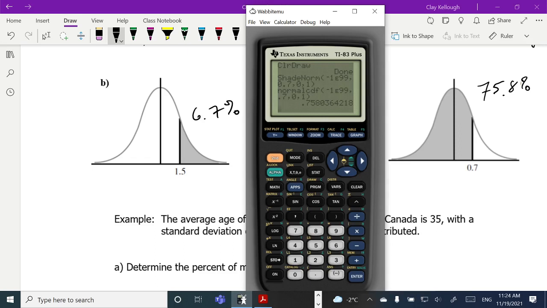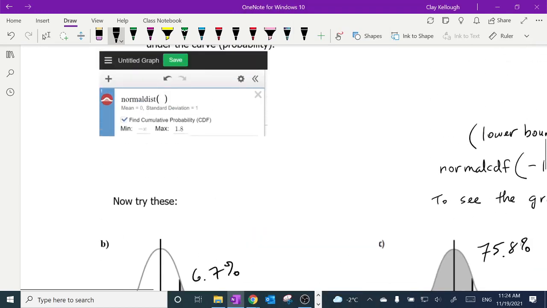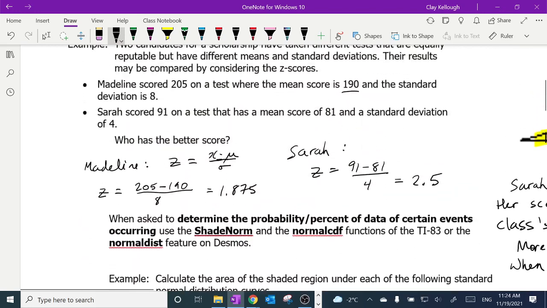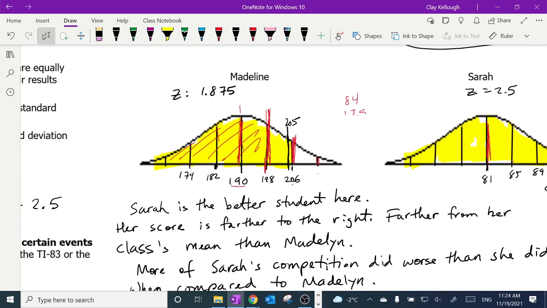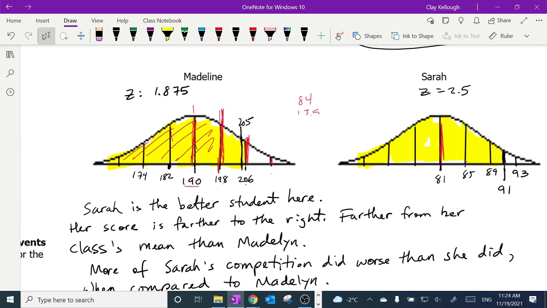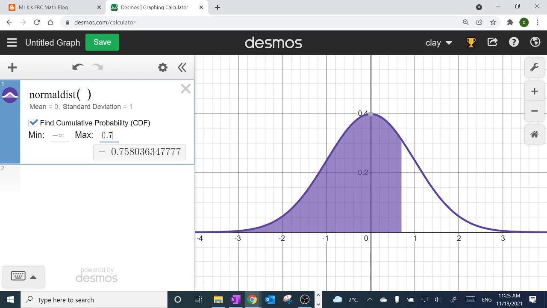Okay, now, next, what if it's not a standard normal distribution? Actually, let's go back to Sarah and Madeline. What if, again, I wanted to know what percent Madeline is in her class? In other words, what percent of the class did worse than Madeline? What percent of Sarah's class did worse than her? All that's changed is that the mean isn't 0 and the standard deviation isn't 1. On Desmos, all I got to do now is change up here.